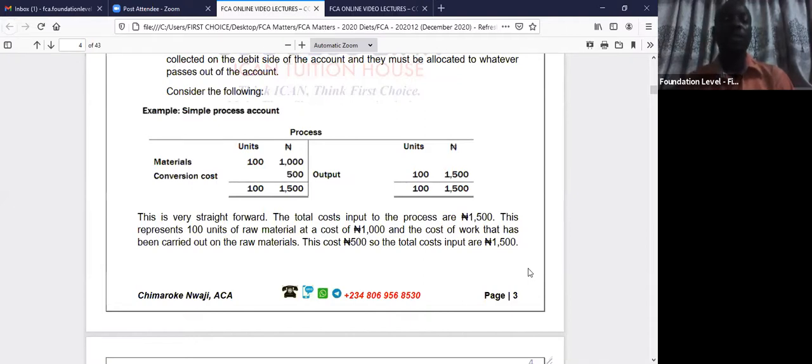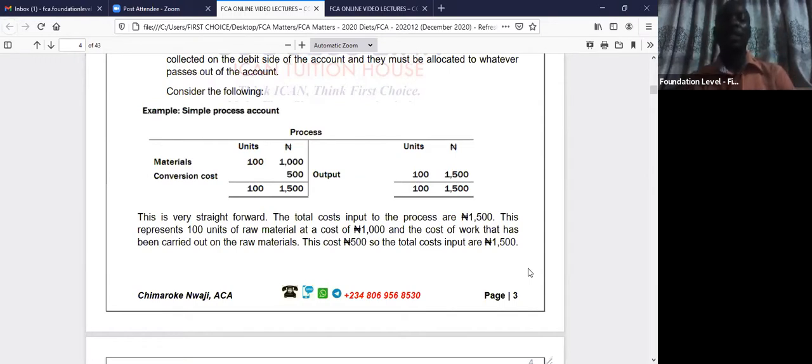Now, if you look at the columns, there are two columns, the column for units and the column for value. On the left-hand side, only the materials must have units. So you see why we are distinguishing materials from conversion, because it is the materials at the beginning that you want to check with the output material, if what you passed in is what you passed out. Material has units and value. For conversion, you only put the cost of labor and the cost of overheads. They don't have units. So the total value there is your cost of production. It is not going to be reflected in the output.